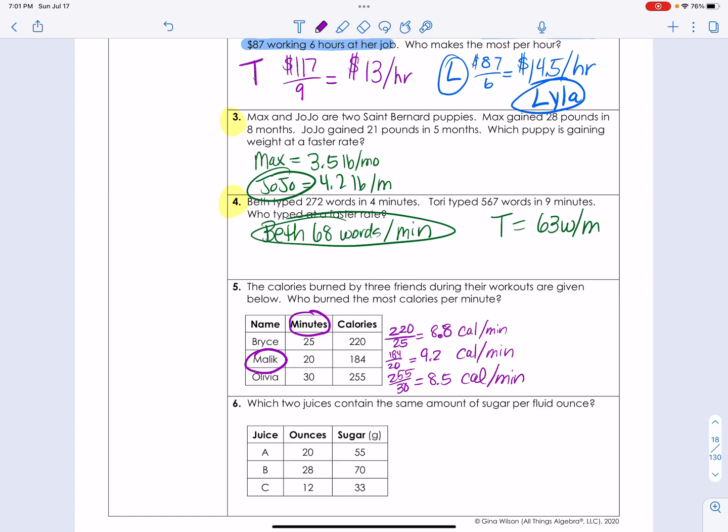So I would like you right now to do question 6. Pause the video, do question 6. Okay, so question 6, I'm going to write the answer. Let me know if you need help. Was kind of a trick question because it was A and C. They both came out to be the same. They both came out to be like 2.75. So they both won. Okay.